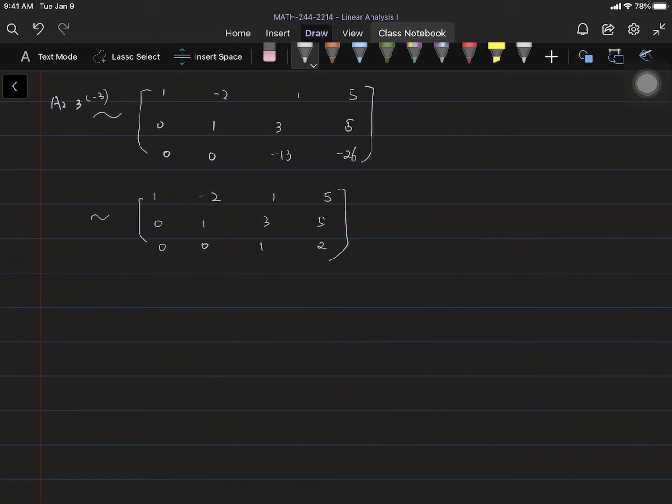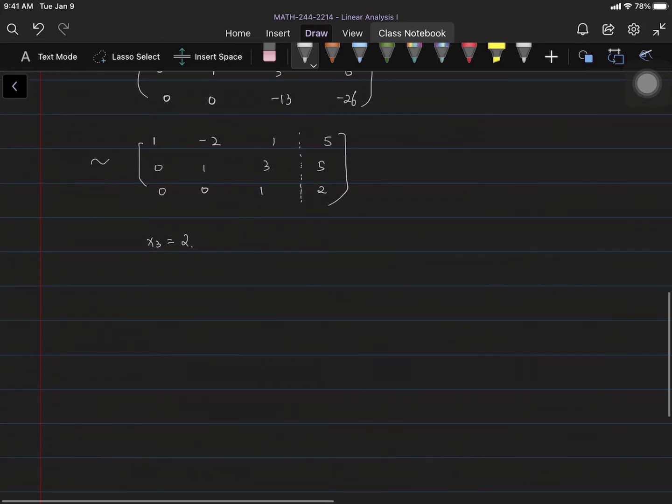We can stop here. And we treat the last column as the right side of the equation. And if we look at the third row, that means x3 equals 2. Is that right? x3 equals 2. And then now we look at the second row. Okay, second row, that means what? x2 plus 3x3 equals 5. Is that right? If we look at the second row and solve x2 from there, 5 minus 3x3, which is 5 minus 3. Plug in x3, x2 should be -1.